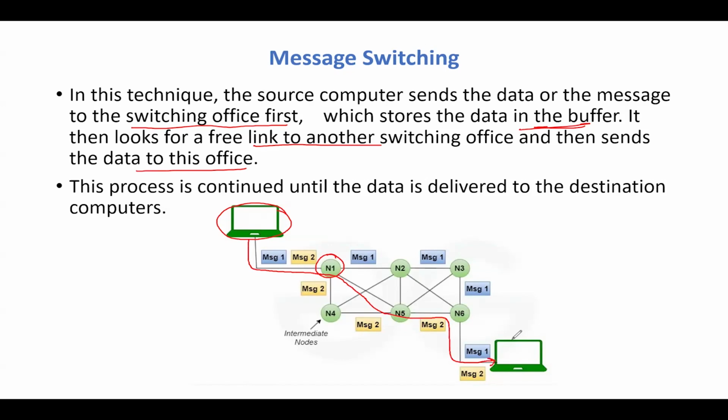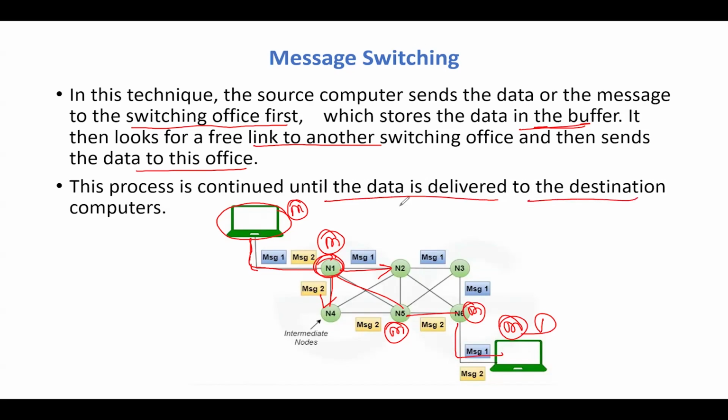I'm not checking whether the lines are free. Instead, first I'm sending it to the nearest available node. And from here, it will decide whether I should send in this direction or this direction or this direction, whichever is available and blockage free, it will choose whichever is required. That is your message switching. So the message which has been sent from here will be stored as a buffer here. From here, it will decide where it needs to be sent. For example, if it sends here, it will be stored here. From here, if it sends here, then from here, it will be sent to the destination. This process continues until the data is delivered to the destination computer.